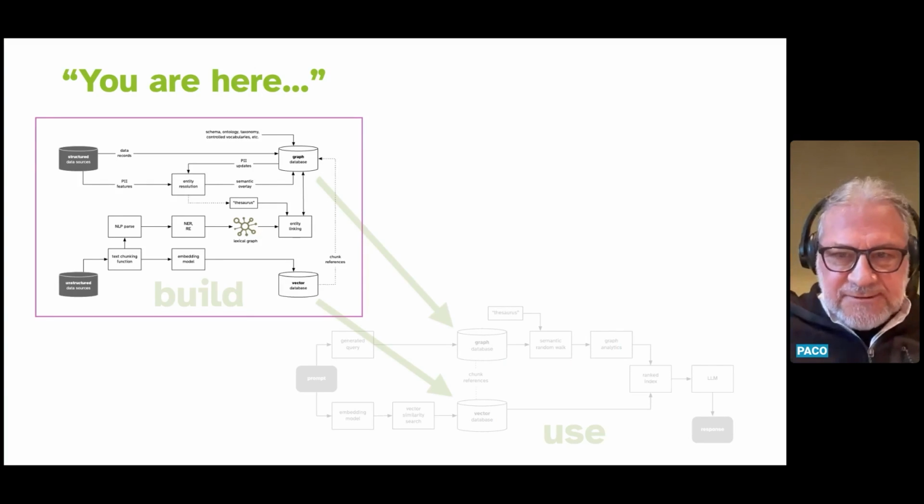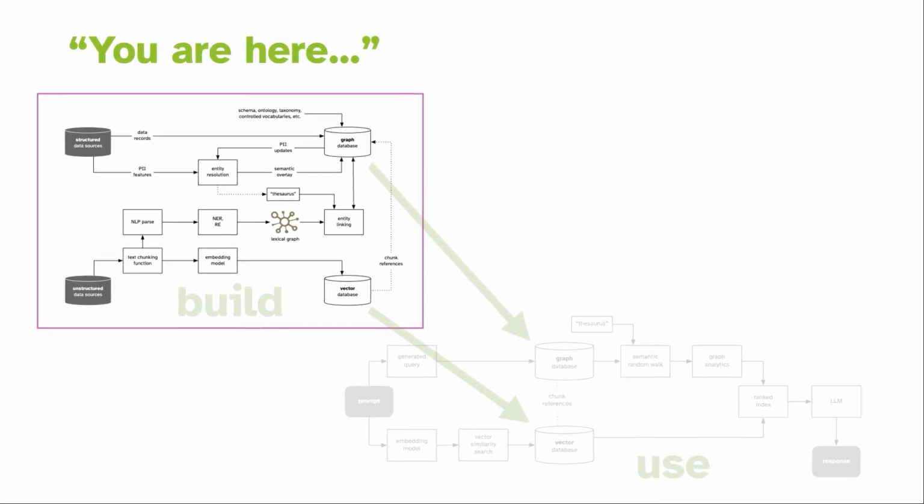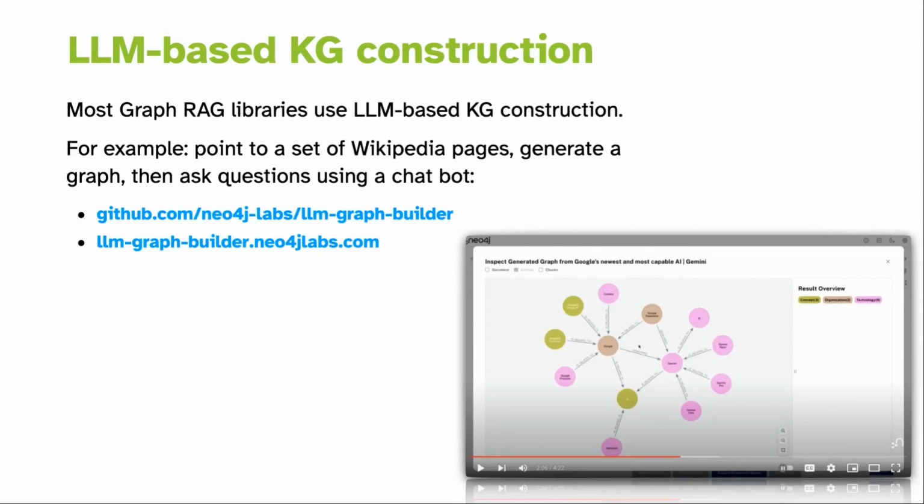So in terms of the diagram that we had before, you're basically at the build stage. You are here, looking at the build, not the use yet. So there are some really great tutorials about this, but a lot of what you'll find in the literature, in the open source, the tutorials, is really focusing on using LLMs to build knowledge graphs from mostly unstructured data sources, building this automatically. And there are really great demos here from Neo4j, LLM Graph Builder.